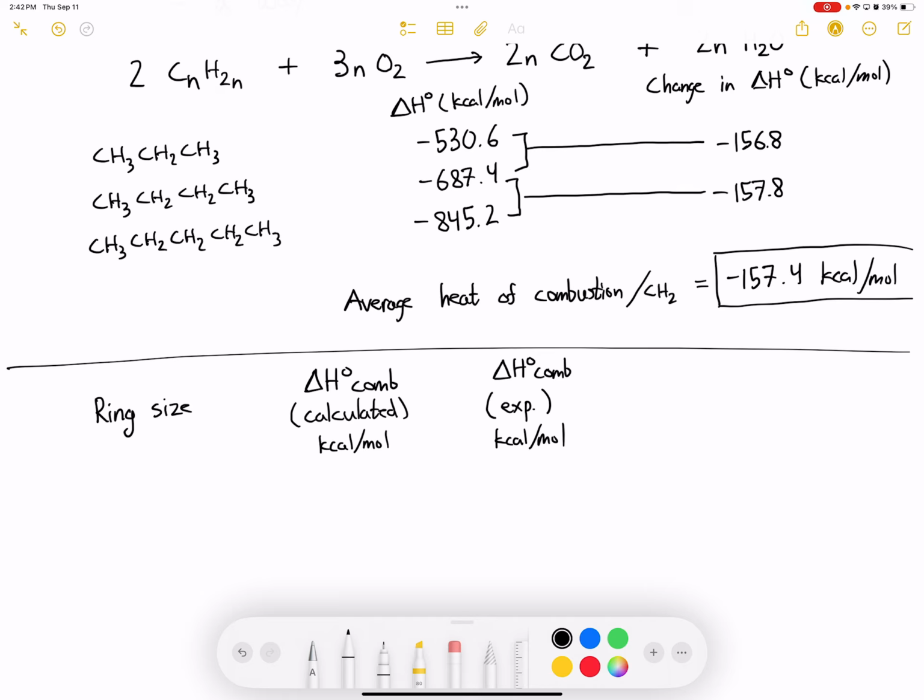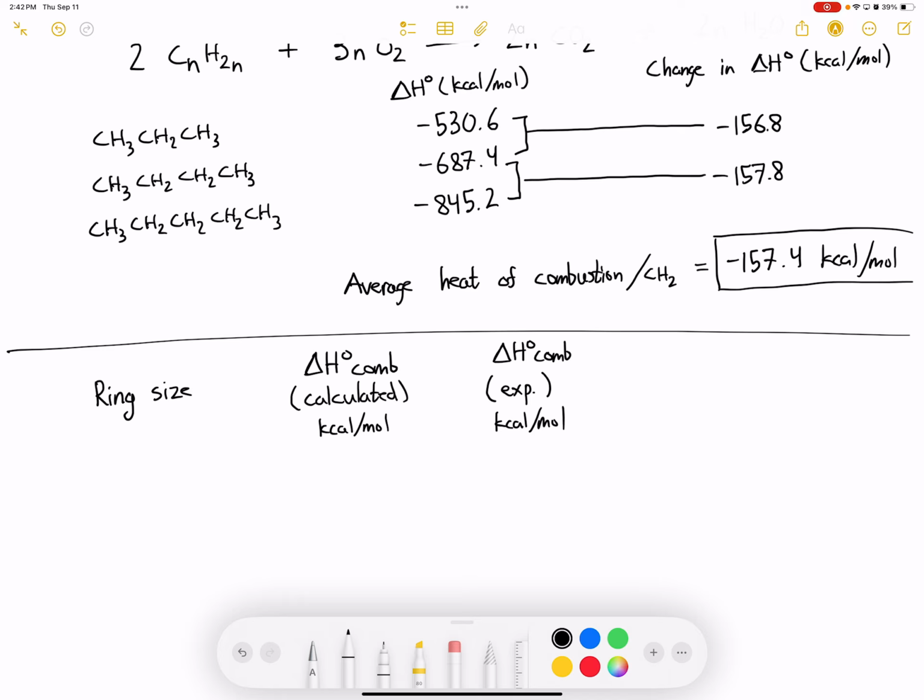So we just want to make sure that the change in energy should be approximately the same because the difference is only one additional CH2 group. That's why we didn't compare the first and third entry, because that's 2 CH2 groups. Good.